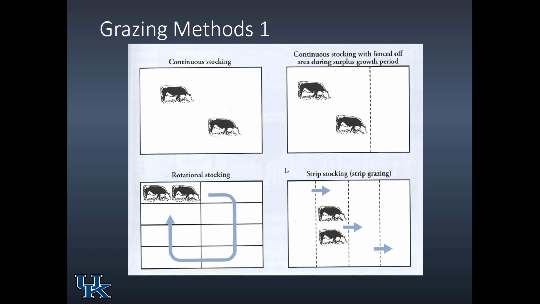And of course, down in the bottom left, rotational stocking in the sense that we think of it, and that is where you have livestock rotating through a series of paddocks. Now, I will just say that when you have a drawing like this, it's very, very tempting, if you try to implement this for the first time, to think that you're going to go in this particular order: paddock, paddock, paddock, paddock, and so on and so forth.